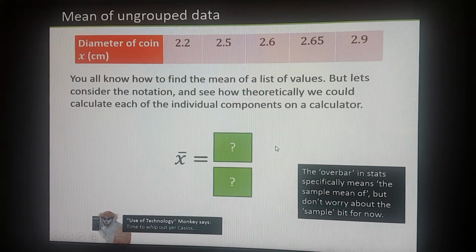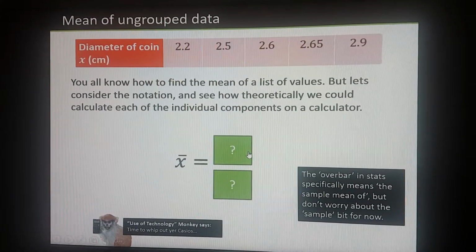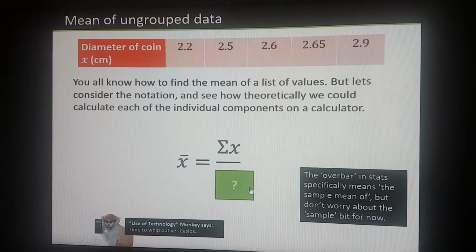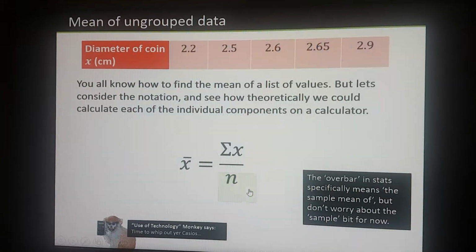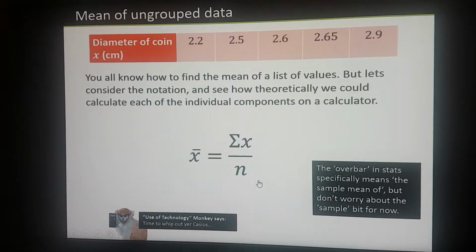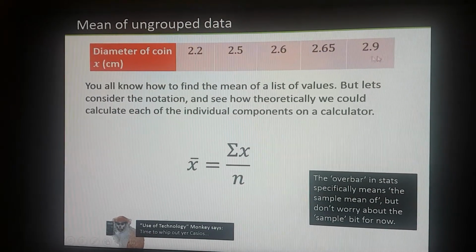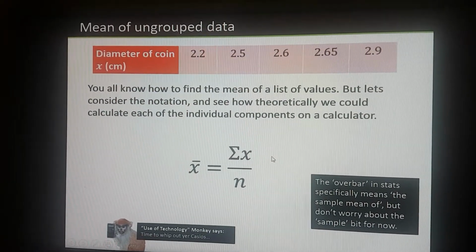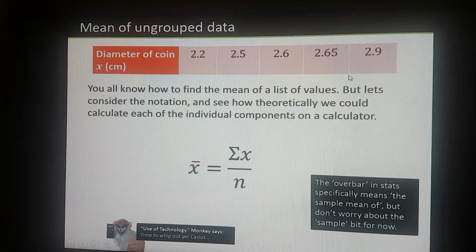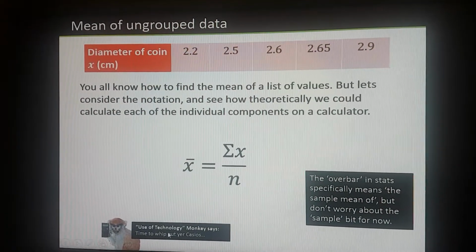Now I just wanted to talk about the notation. So here we write sigma x divided by n, lowercase n. Lowercase n is the number of items. We have 5 here obviously, and sigma x, we add all those values. You need to be able to use a calculator.